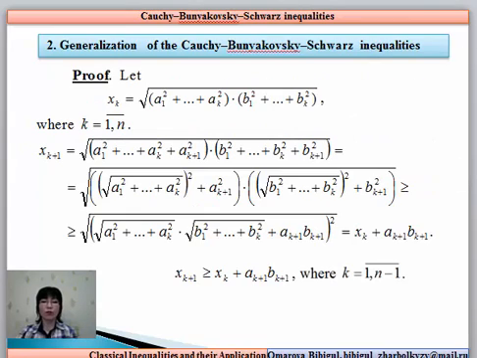Let's prove the Cauchy-Bunyakovsky-Schwarz inequality. Let's consider the following number. We can rewrite this number in the following form 4k plus 1. Next, we simplify this expression by using the Cauchy-Schwarz inequality for two numbers in the form 3.1. We obtain the following inequality. Next, we rewrite it in the following form. Then, we obtain the general inequality.